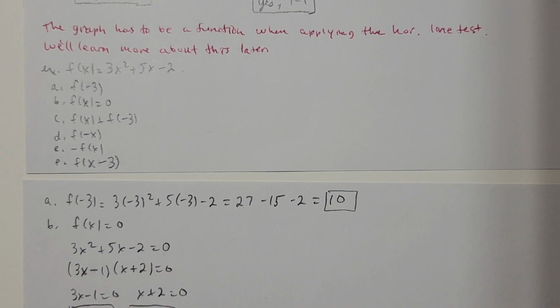What that means is that the point negative 3, 10 would be one point on this graph, if I were to graph this curve.